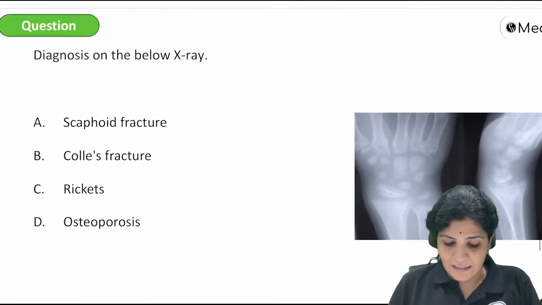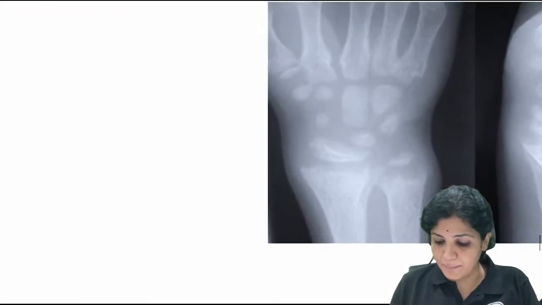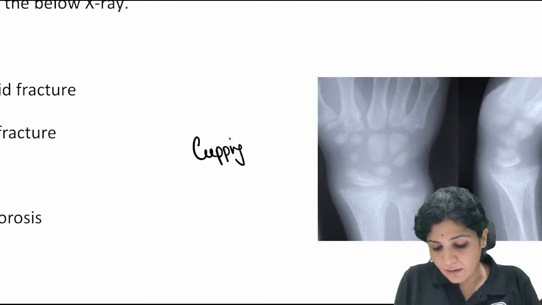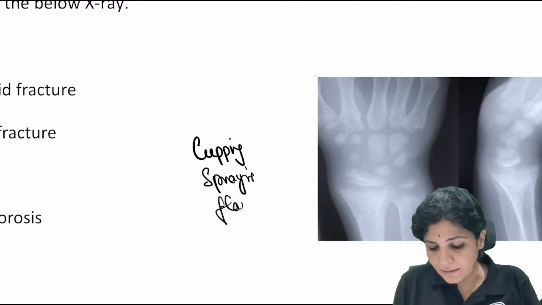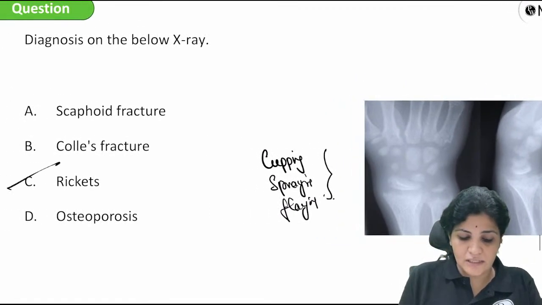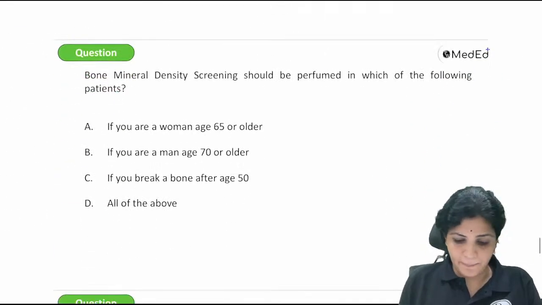What is this X-ray? This is very easy. We have seen cupping, fraying, and splaying. So we are seeing cupping, fraying, and splaying in case of the kids. So this is rickets.